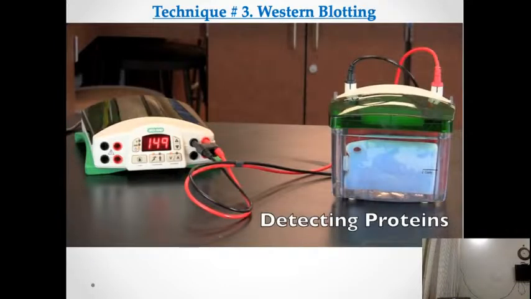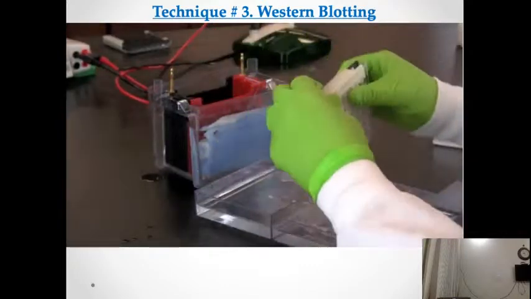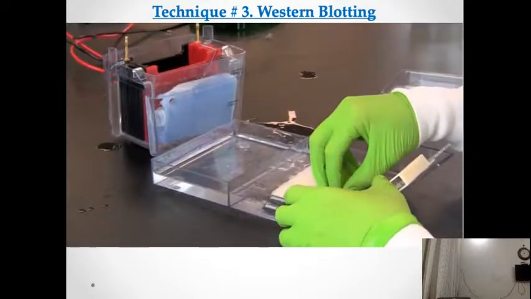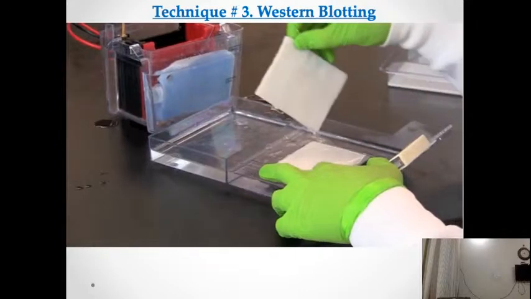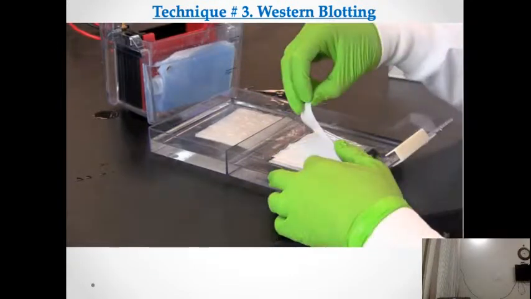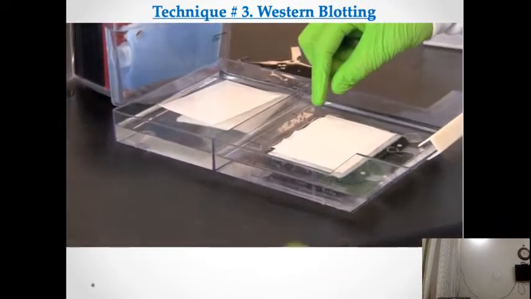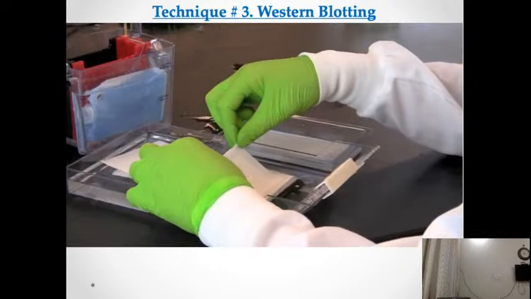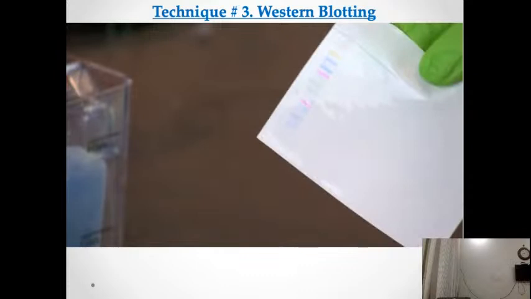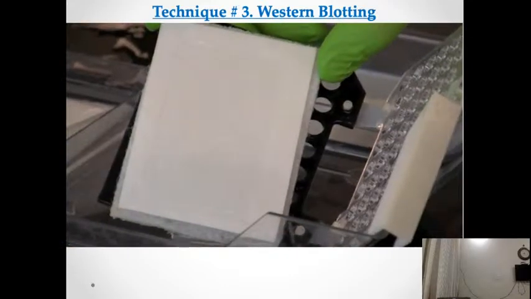When the run is complete, turn off the power supply, disassemble the electrophoresis chamber and remove the inner module. Open the module and place it in a container filled with blotting buffer with the black side down. Starting with the first fiber pad, remove each layer until you reach the nitrocellulose membrane. As you remove the membrane, note that the proteins have been transferred from the gel to the membrane. Note that the kaleidoscope pre-stain standards have been transferred and can be seen on both sides of the membrane. You can also see that there are no longer any proteins on the gel.